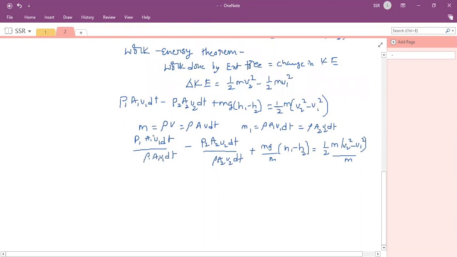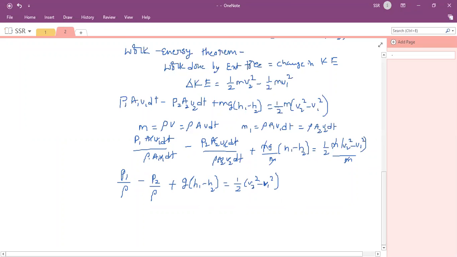Here rho A1 V1 dt, rho A1 V1 dt cancel. Here A2 V2 dt, A2 V2 dt cancel. M cancels. Then what is remaining? P1 by rho minus P2 by rho plus g into (h1 minus h2) is equal to half into (V2 square minus V1 square).